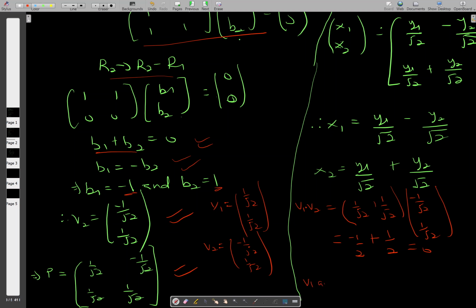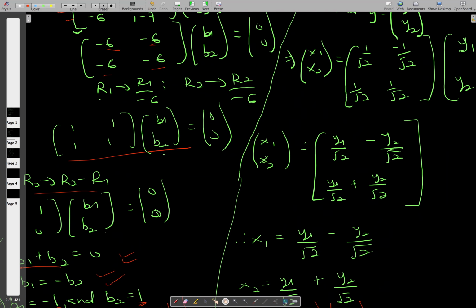Okay, they are orthogonal. So v1 and v2 are orthogonal. If they are not orthogonal, then you have to use the Gram-Schmidt orthogonalization process to find the corresponding orthogonal set of vectors, or corresponding orthonormal set of vectors. Then you proceed from there to solve the problem.